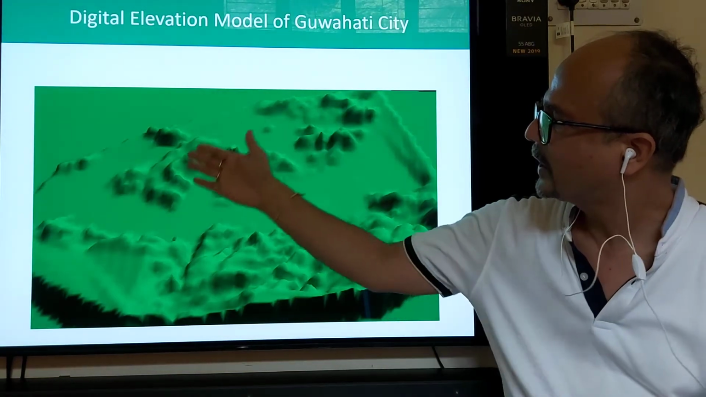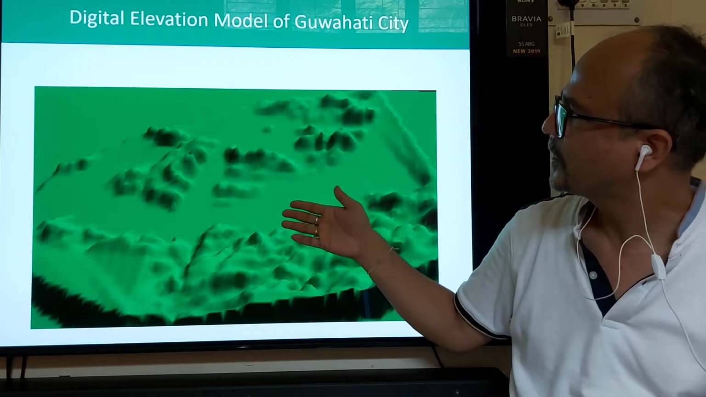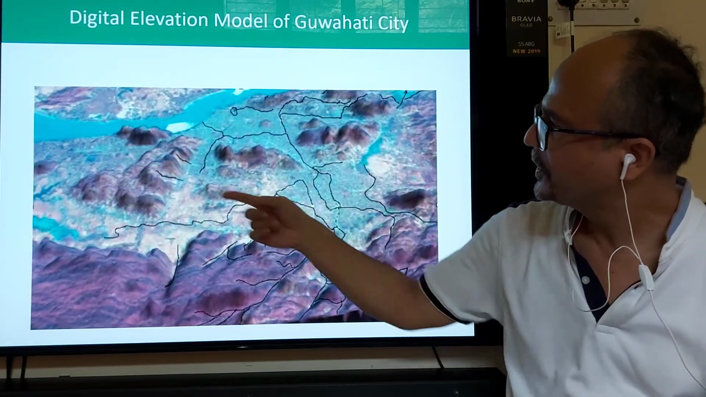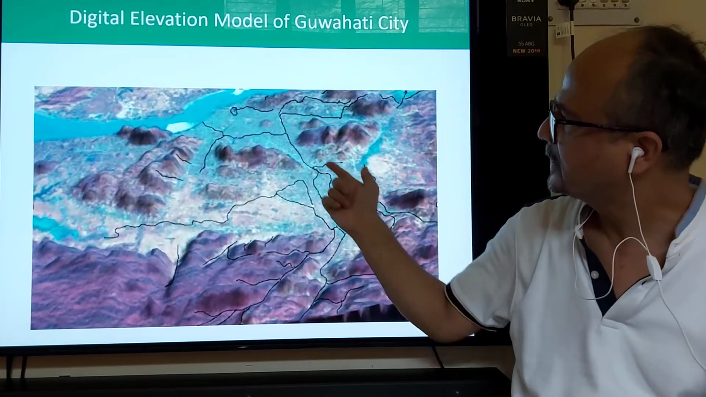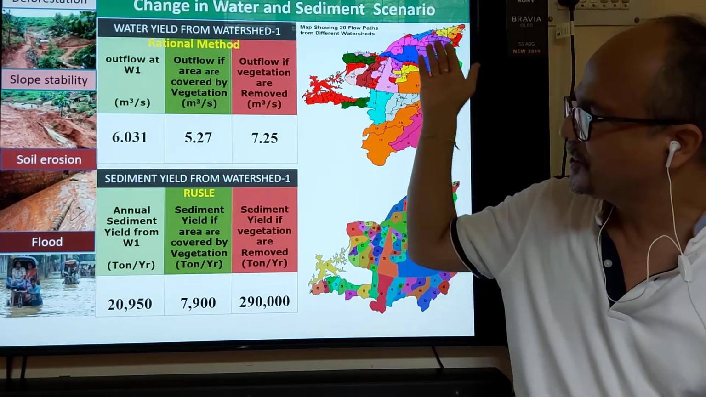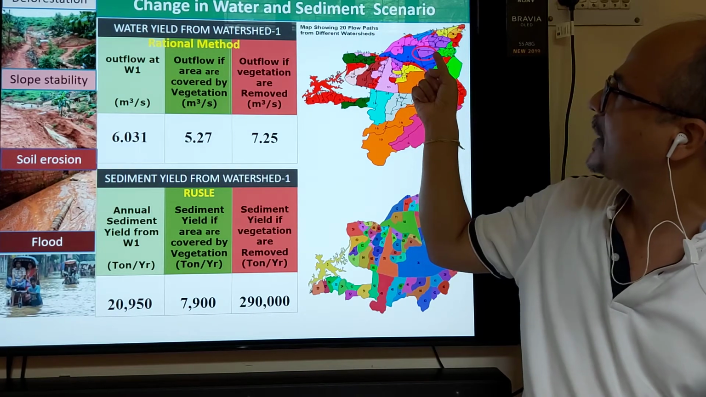This is the Guwahati city. It is in a digital elevation model. If we put the satellite image over this, this is the Kamakhya, this is the Brahmaputra river, these are some of the wetlands, these are the river network. And then we divided the whole city into 104 watersheds, and out of that we took one pilot watershed here.